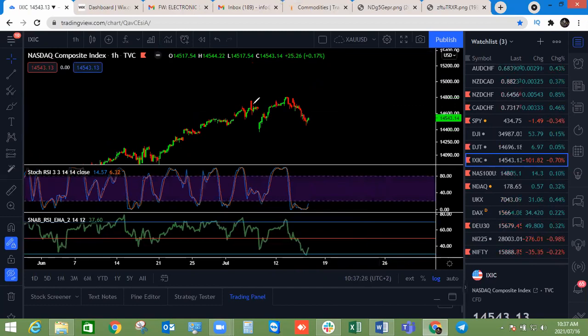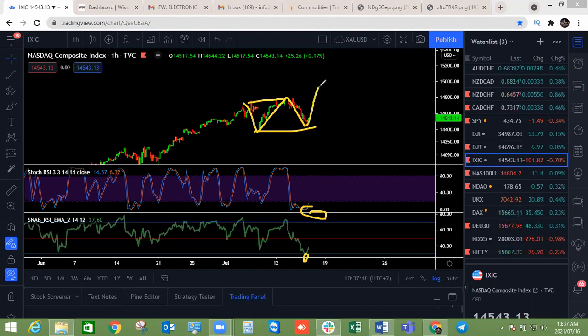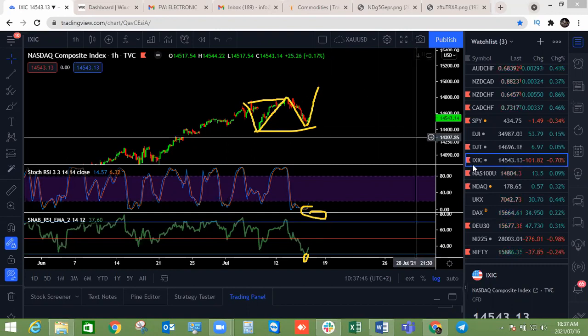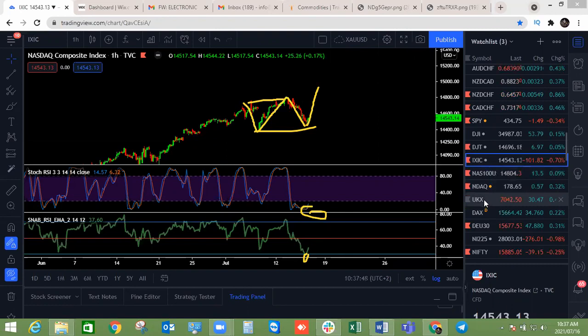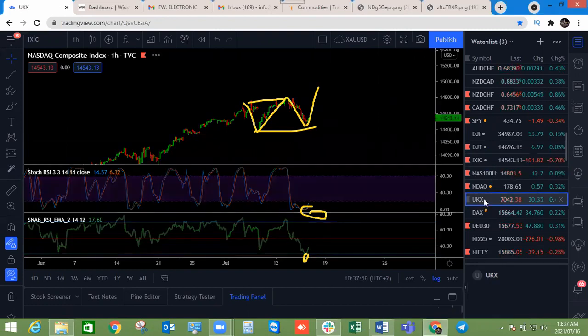Nasdaq pullback. We've got the gap down in 3 waves. Push to the upside. This could be a flat here. We are at the bottom. We are well below 50 here on the 1 hour, but with the S&P 500 and the Dow Jones pushing up higher, this will be a flat correction and we'll see more upside on the Nasdaq.